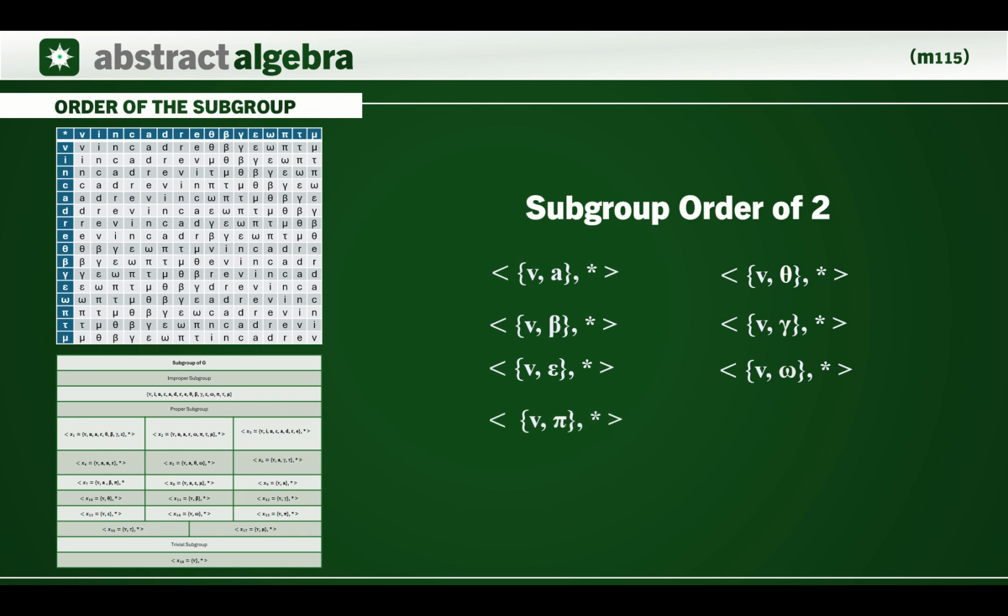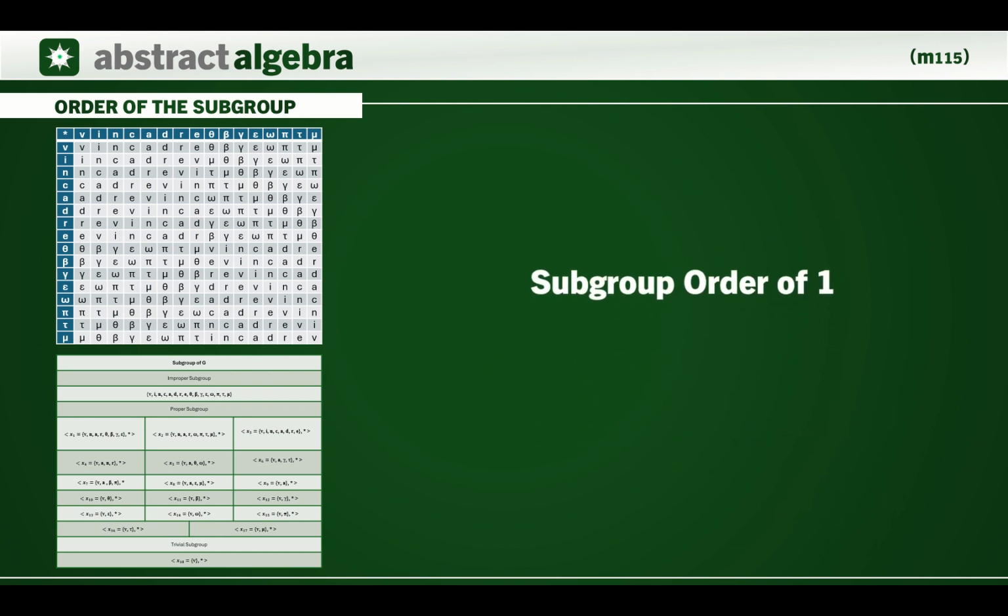We also have the set of V and pi under the binary operation star. We also have V and tau under the binary operation star. And of course, we have the set of V and mu under the binary operation star. Those are the subgroups with the order of 2.